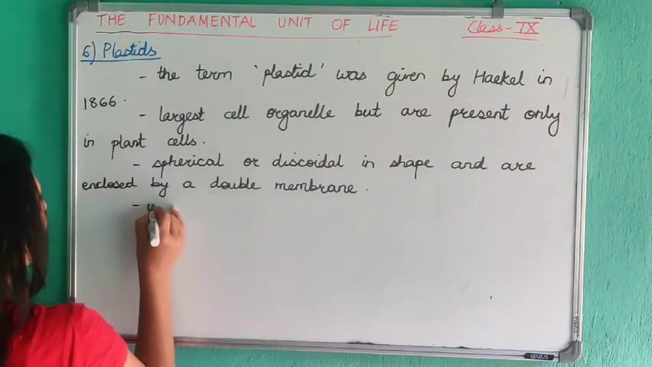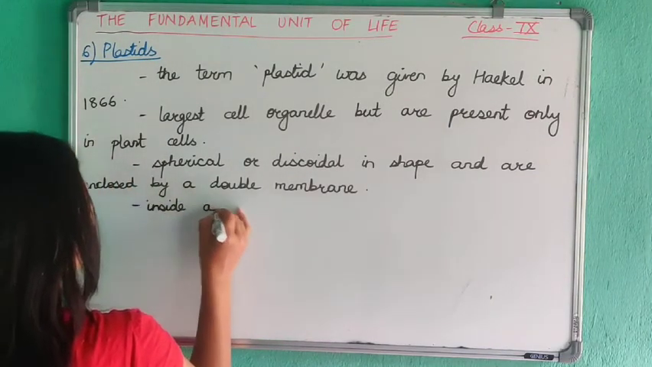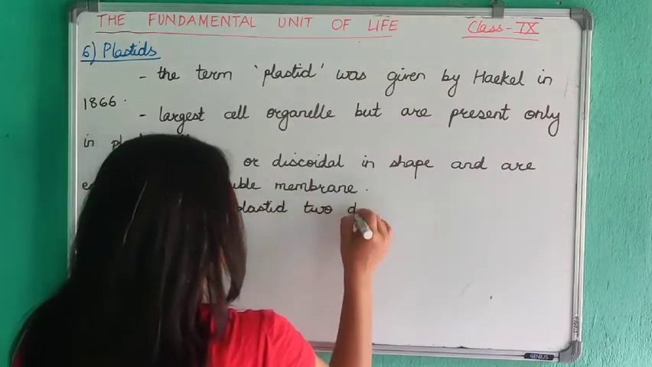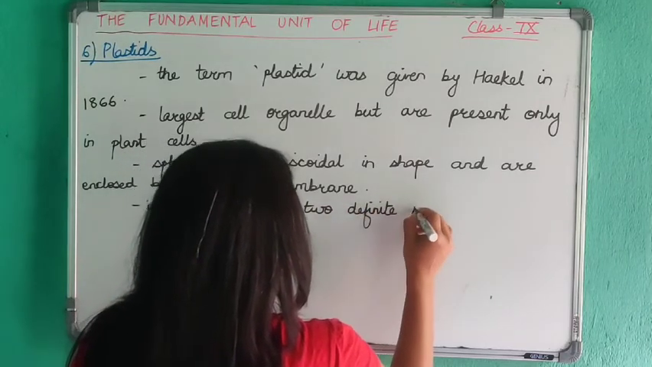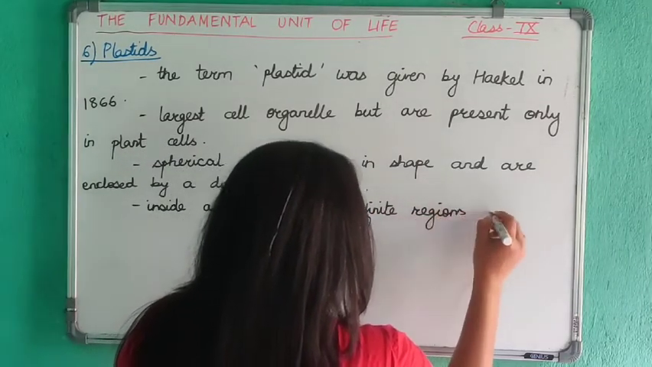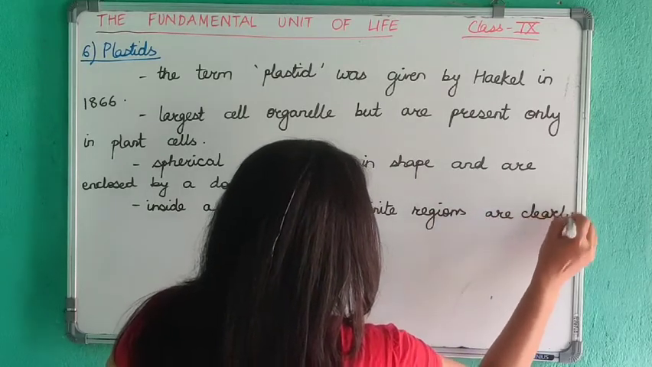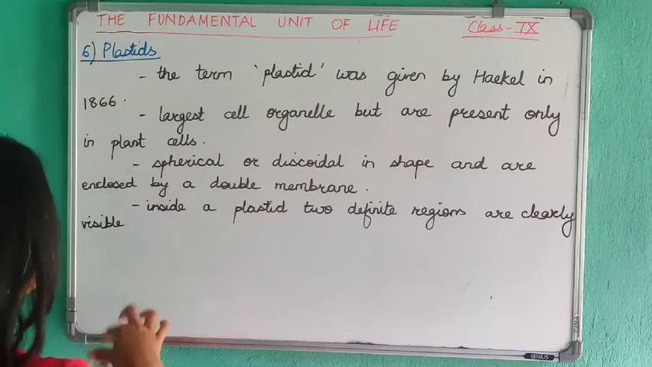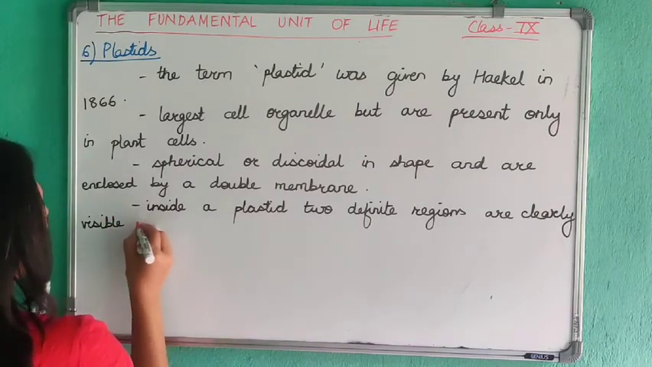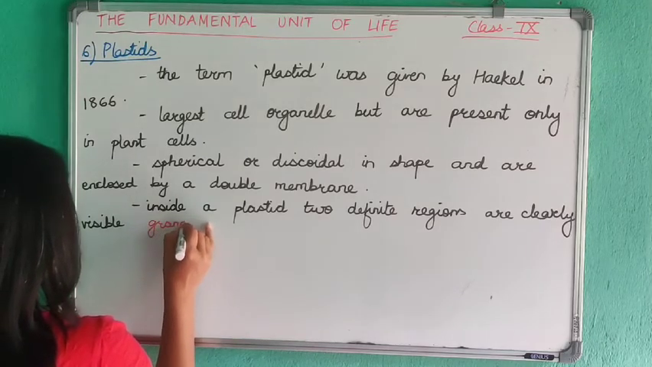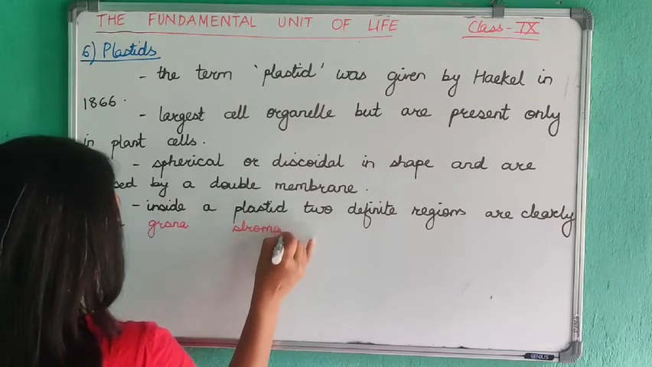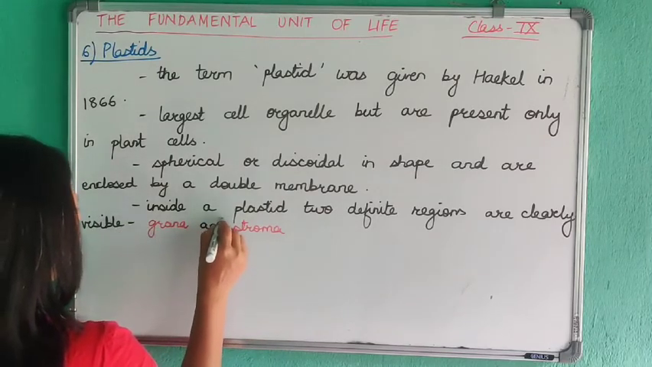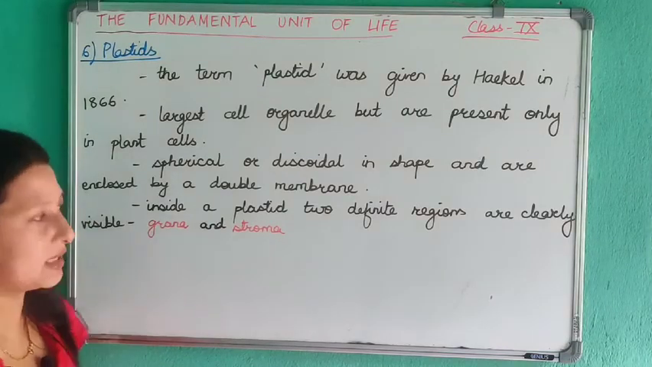Okay, now inside a plastid two definite regions, duita regions chai clearly visible huncha. What are those two regions? Those two regions are grana and stroma. Okay, stroma and grana. So these two regions are visible inside a plastid.